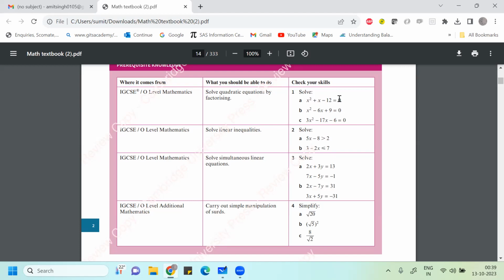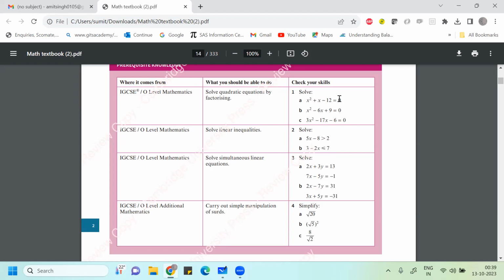So you have to think of two numbers. Which are those two numbers? When you add them, you should get plus 1, and when you multiply them, you should get minus 12. It means the difference of the two numbers should be 1, so both numbers should be consecutive to each other. And the product should be negative. How will you get a negative when you multiply two numbers? If one number is positive, the other number is negative.